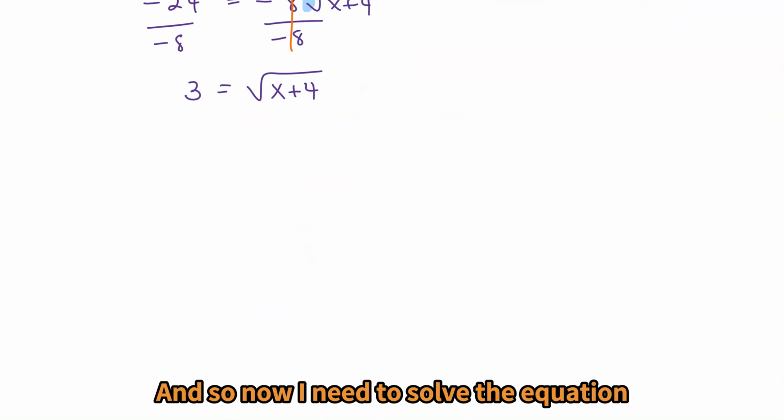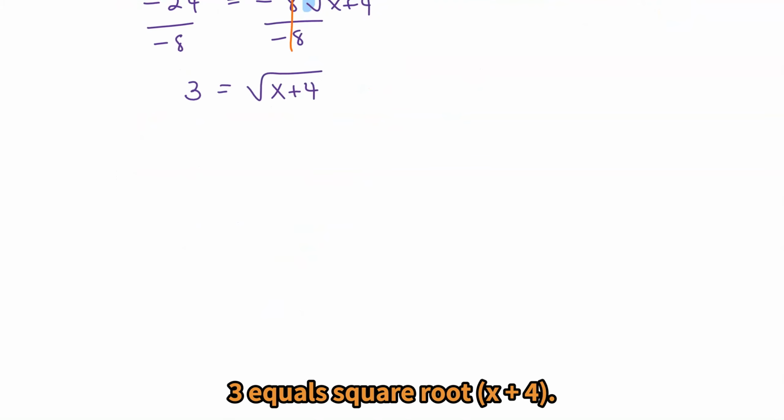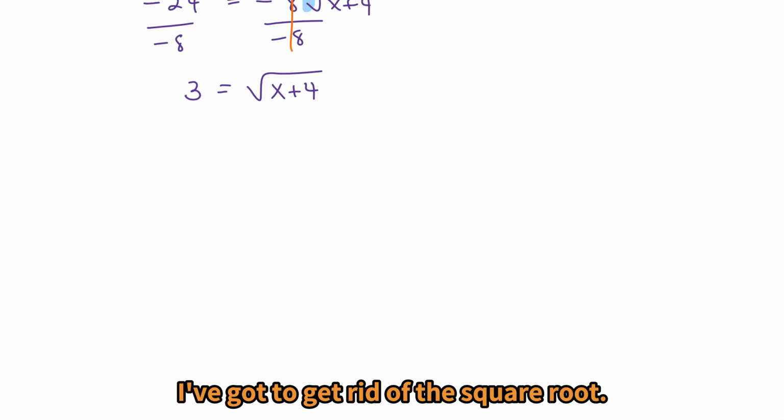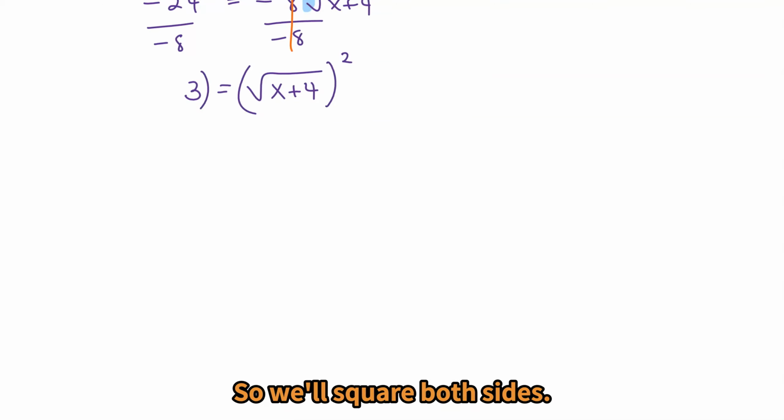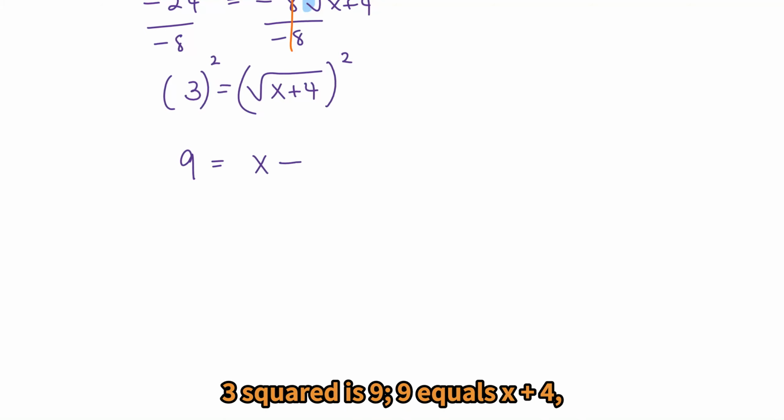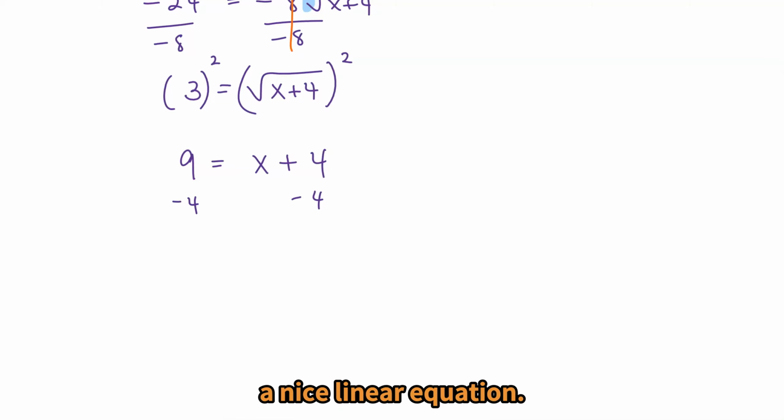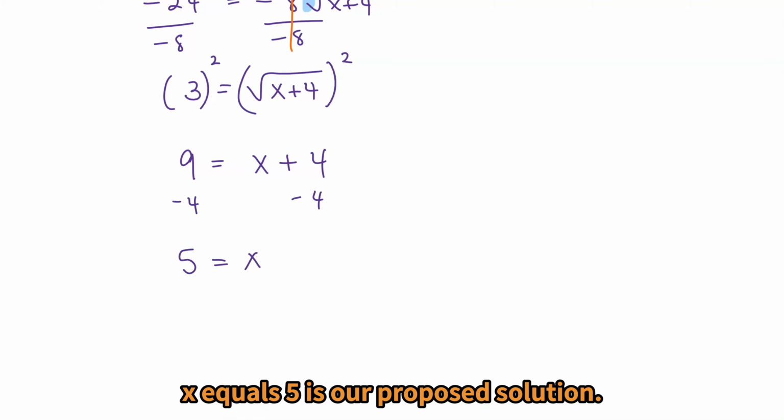And so now I need to solve the equation 3 equals the square root of x plus 4. I've got to get rid of the square root, so we'll square both sides. 3 squared is 9. 9 equals x plus 4, a nice linear equation. X equals 5 is our proposed solution.